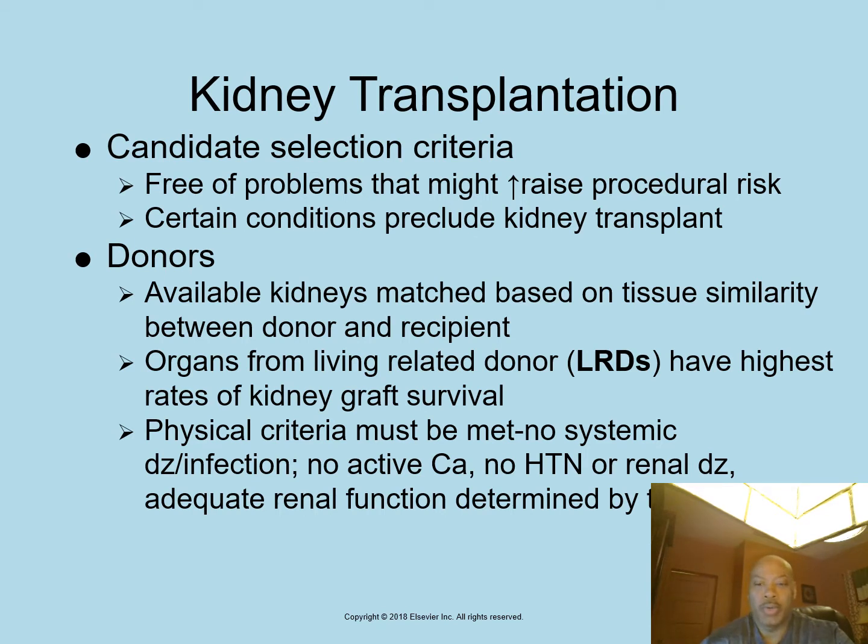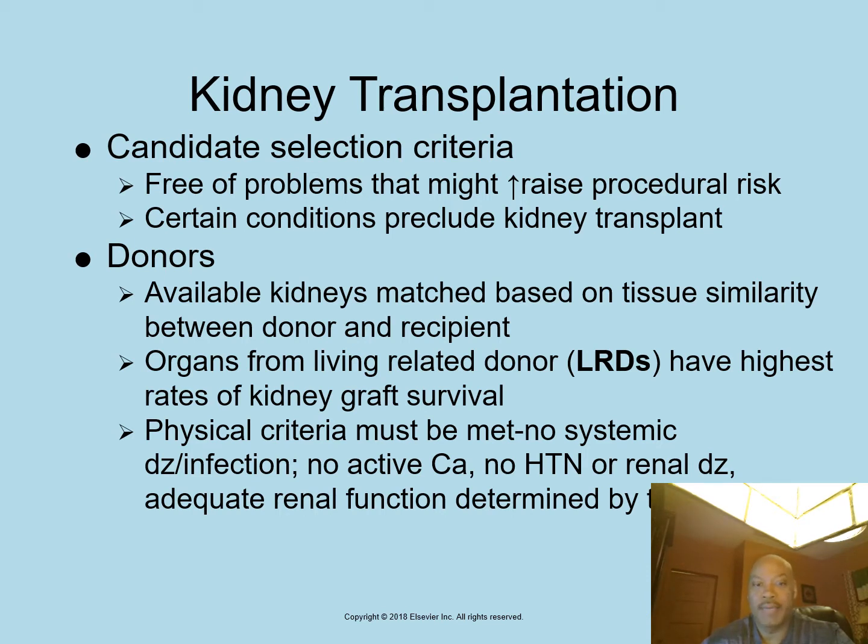As far as donors are concerned, the available kidneys are matched based on tissue similarity between the person who is donating the organ and the patient who is receiving the organ. So the tissues must be similar. The more dissimilar they are, the more likely they are going to reject the organ.